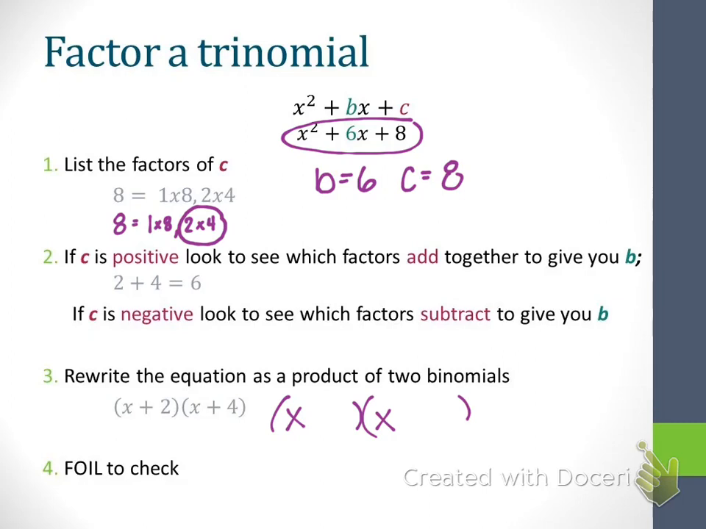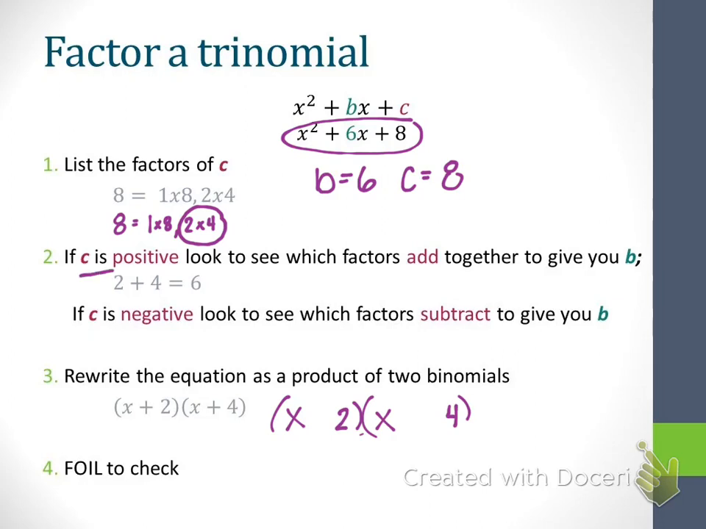I know the two numbers that I'm going to use are 2 and 4, so I write 2 and 4. And if you decide to write 4 and 2, it doesn't matter. You're going to get the exact same answer. It does not matter which order you write these in. Now, this is the part that trips people up. I've got to figure out, do I need plus plus, plus minus, minus plus, or minus minus? Okay, I've got to figure out the signs that I need.